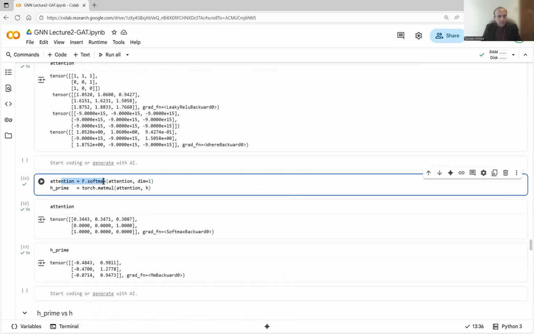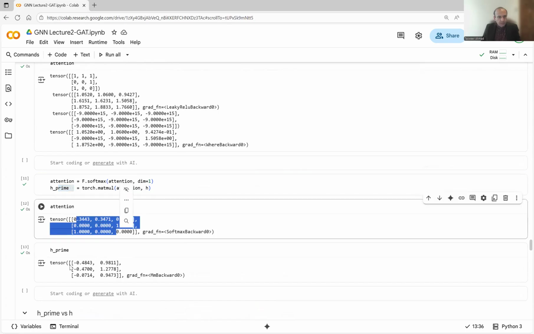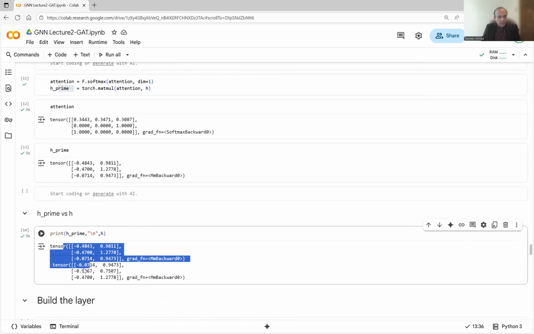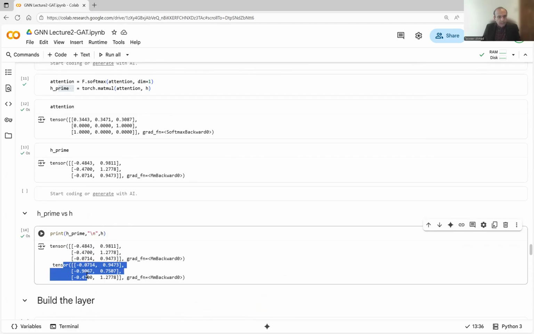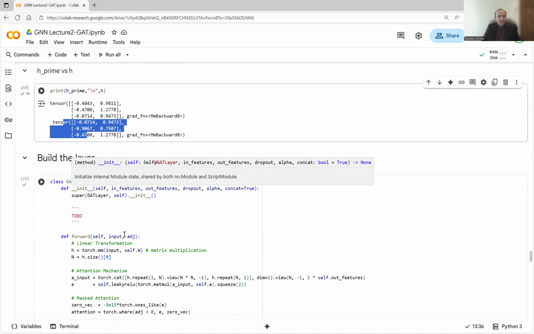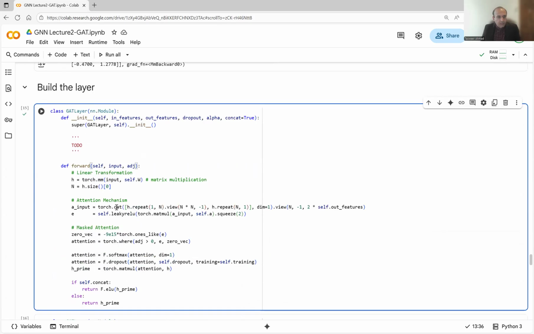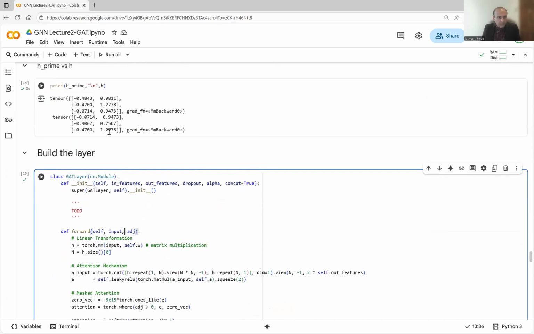So this attention mask is multiplied with H, and it becomes H prime. So we have the attention mask, we have H prime. This is the representation of H and H prime, and we can see that after multiplying with the attention coefficient, the value of H prime has been changed from H. So this is how we build the attention layer in PyTorch. We built the attention layer by ourselves, but we can use the built-in attention layer as well.